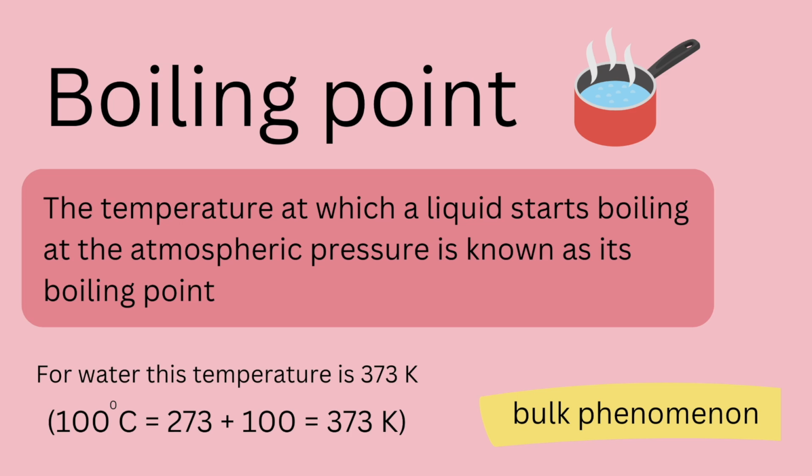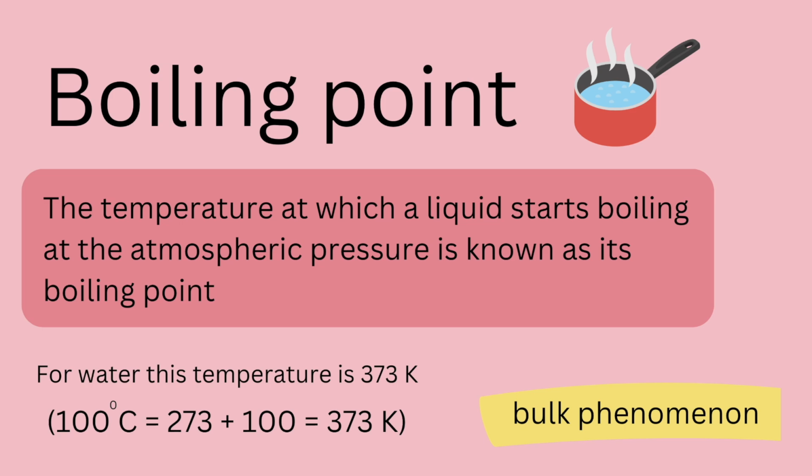It's nothing complex. The temperature at which a liquid starts boiling at atmospheric pressure. Whenever you are going to define some temperature or some point or something like that, you have to mention the conditions at which you are defining it, right? Mostly you are required to use the term atmospheric pressure, right? It's very important. Your definition is worthless without this point. Okay, the temperature at which liquid starts boiling at the atmospheric pressure is known as its boiling point.